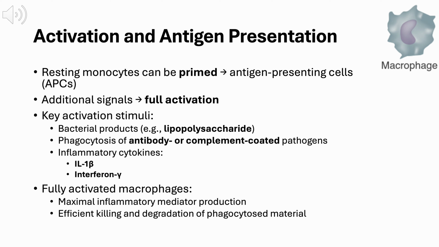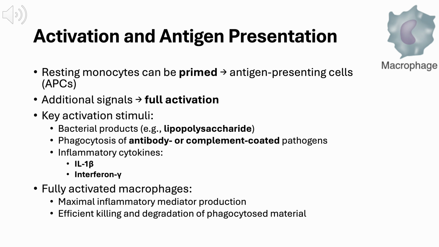Macrophage activation occurs in stages. Resting monocytes can first be primed to function as antigen-presenting cells, allowing them to process foreign material and display antigen fragments to lymphocytes. Additional signals then drive full activation. Important activating stimuli include bacterial products such as lipopolysaccharide, the phagocytosis of pathogens coated with antibody or complement, and inflammatory cytokines such as interleukin-1 beta and interferon gamma.